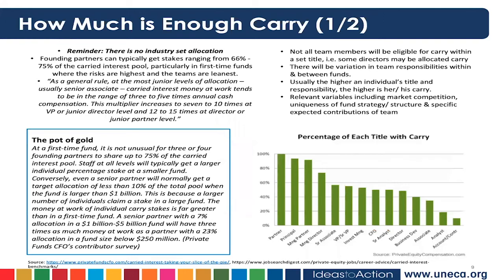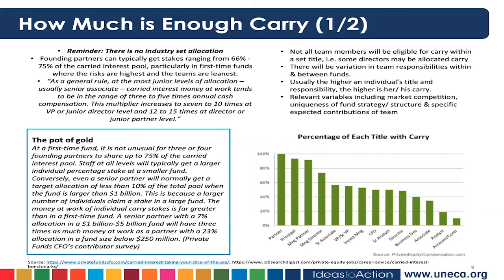So how much is enough carry? That's a very difficult conversation to have. As a reminder, there is no industry set allocation. Founding partners can typically get stakes ranging from 66 to 75% of the carried interest pool, particularly in first-time funds where the risks are highest and the teams are leanest.